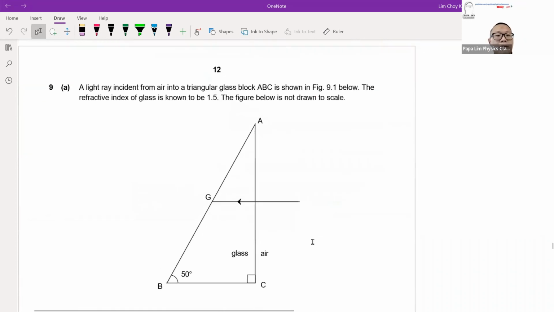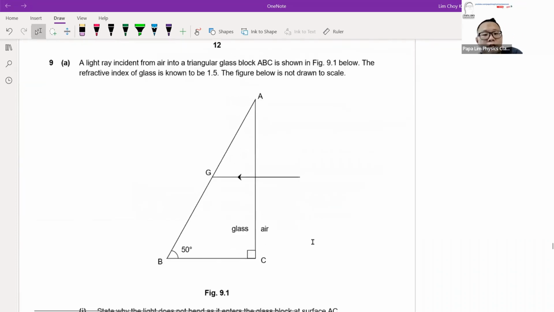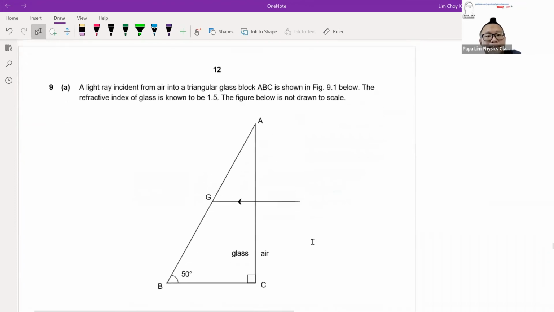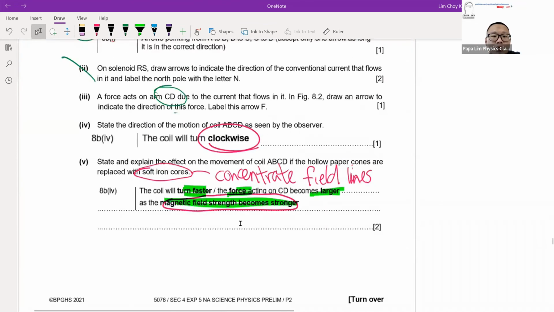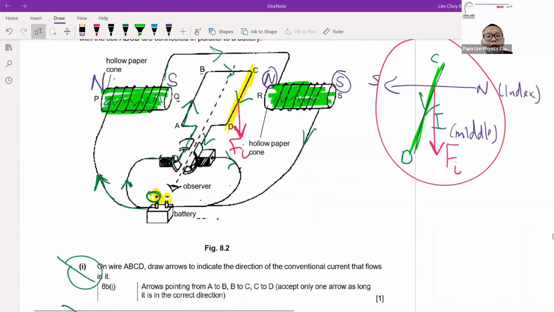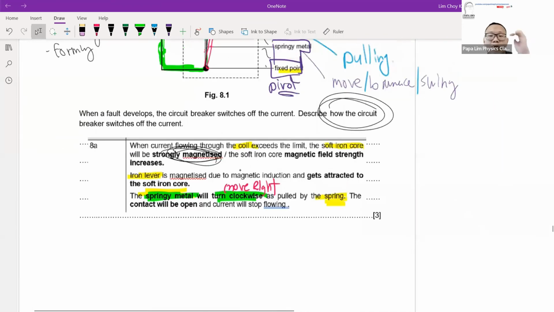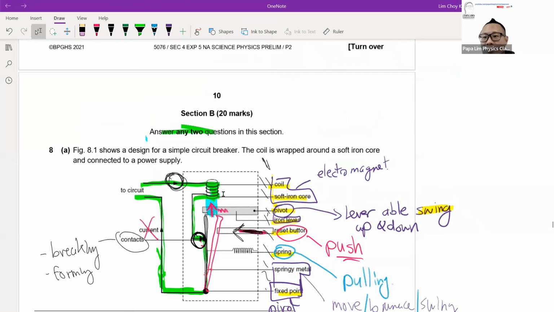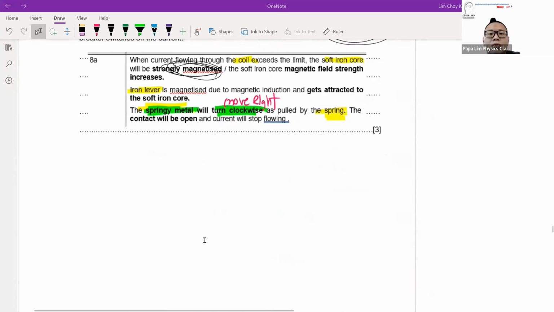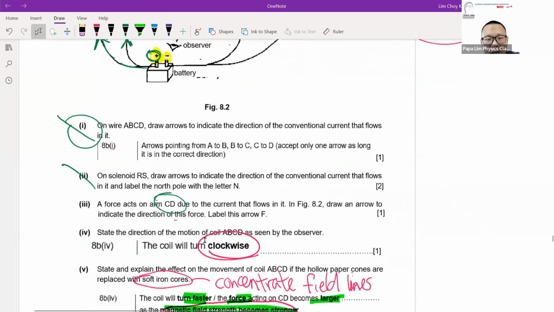Now, question 9 is a refraction question. The refractive index of the glass is 1.5. Remember, we are looking at section B now. Questions 8, 9, 10 are section B. In section B, I will require you to choose 2 questions. Choose any 2 questions. Don't just do the first question or just the last question. Remember to read through all the questions first, then choose the best 2 questions that you can do.